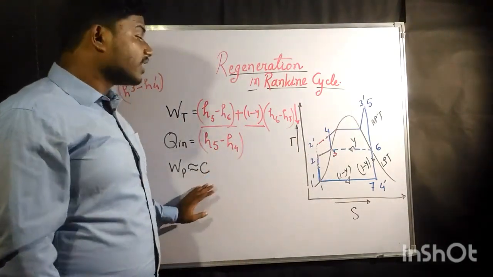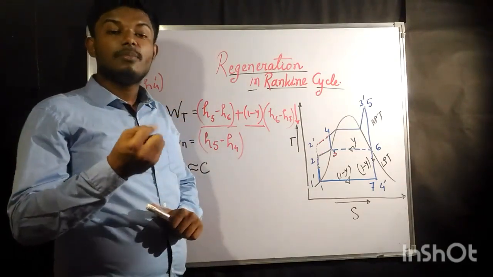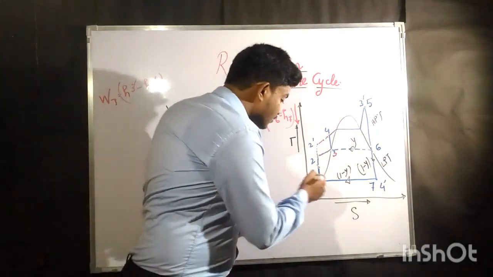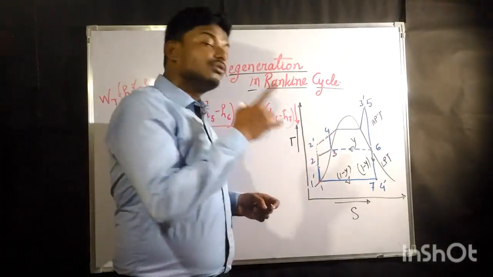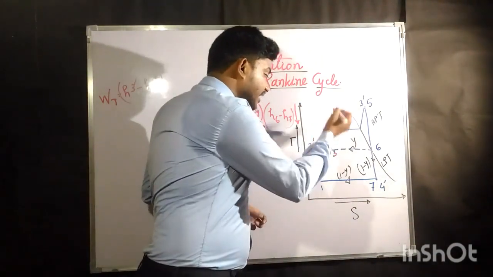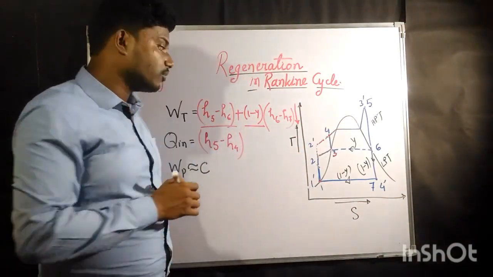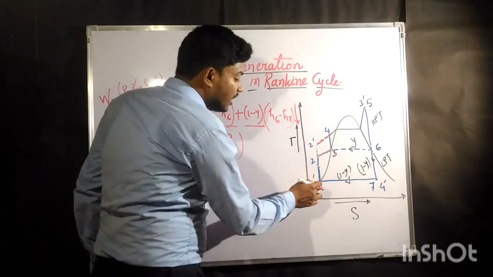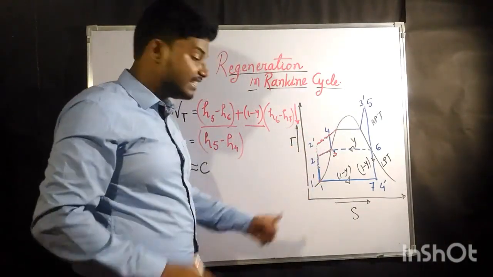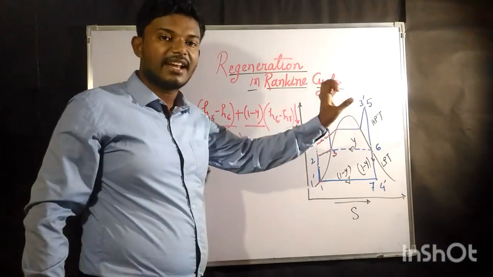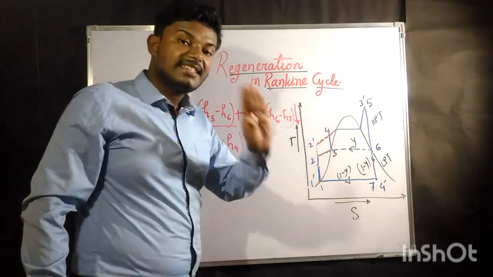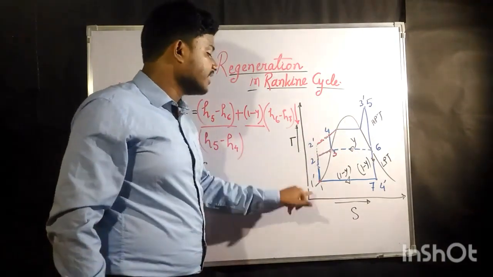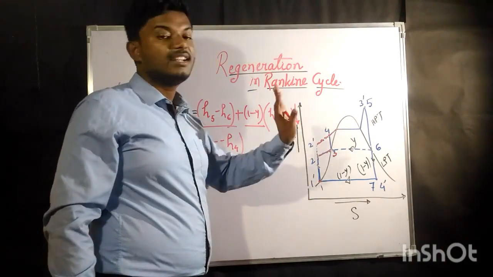Now the work done by the pump. What is the work of a pump? It is nothing but increasing the pressure. Initially it was at pressure 1, and with the pump we require to reach point 4. This is a constant pressure line, and this is also a constant pressure line. So reaching from 1 dash to 2 dash in the original Rankine cycle is the same as 1 to 4 in the regeneration Rankine cycle.